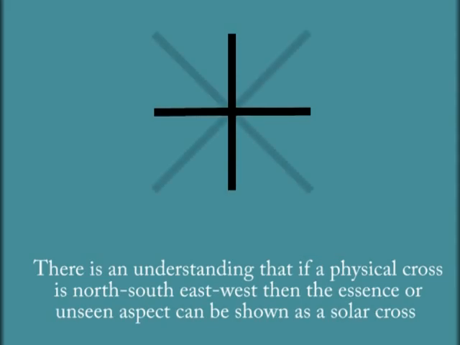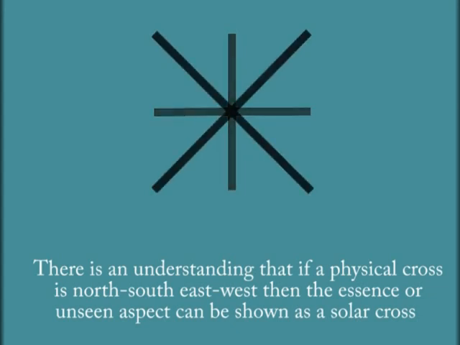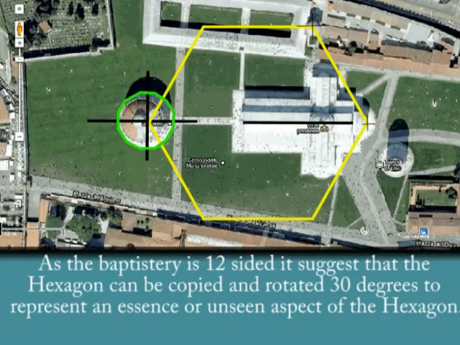There is an understanding that if a physical cross is north-south, east-west, then the essence or unseen aspects can be shown as a solar cross. As the baptistry is 12-sided, it suggests that the hexagon can be copied and rotated 30 degrees to represent an essence or unseen aspect of the hexagon.